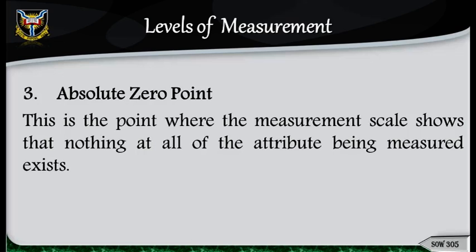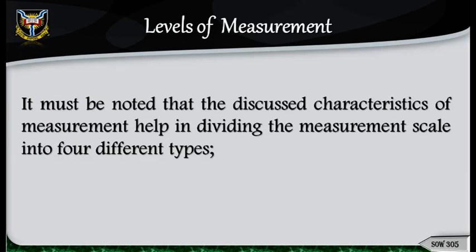3. Absolute 0 point. This is the point where the measurement scale shows that nothing at all of the attribute being measured exists. It represents the absolute starting point of the thing being measured. Thus, 0 liters of volume is a scale value that implies no volume whatsoever, absolute 0. It must be noted that the discussed characteristics of measurement help in dividing the measurement scale into 4 different types.